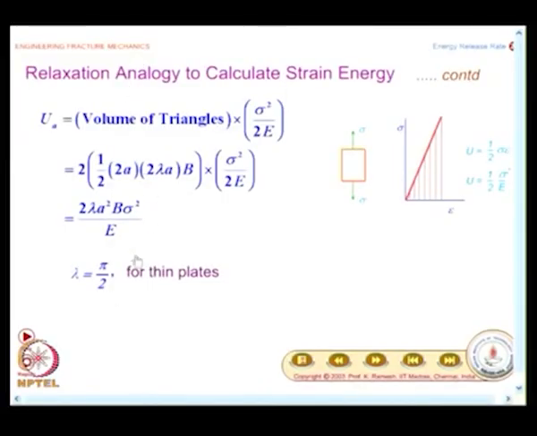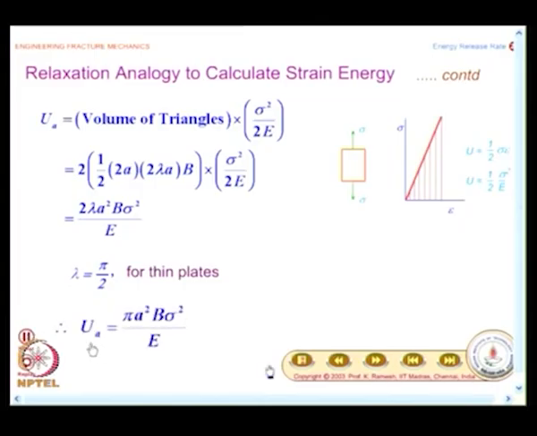Right now, we only look at an analogy, and we also bring in one more aspect. We have taken a thin plate, we are really considering a plane stress situation, and for plane stress situation lambda is taken to be pi by 2. This also will get clarified when we actually do the calculations based on the displacements and the stress field.